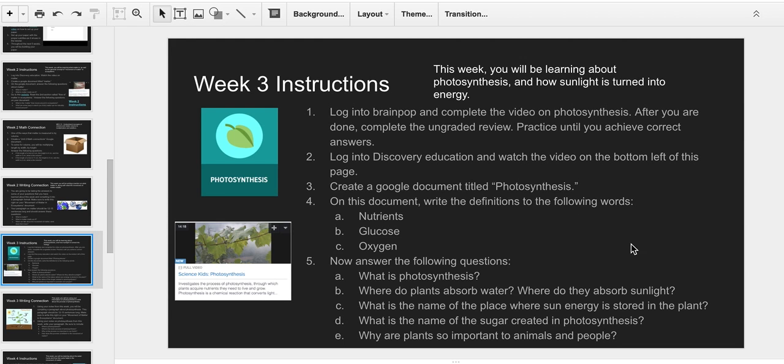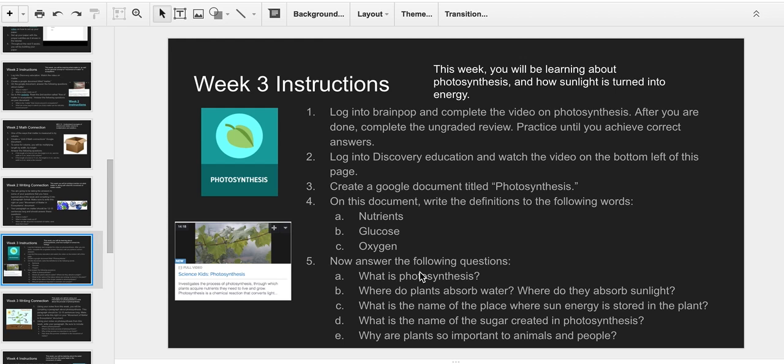So on this document, I want you to first of all write the definition of the following words: nutrients, glucose, and oxygen, which are three of the main pieces of photosynthesis. And then I want you to answer the following questions. And try to write in complete sentences, because then it's going to actually help you in creating your paragraph.